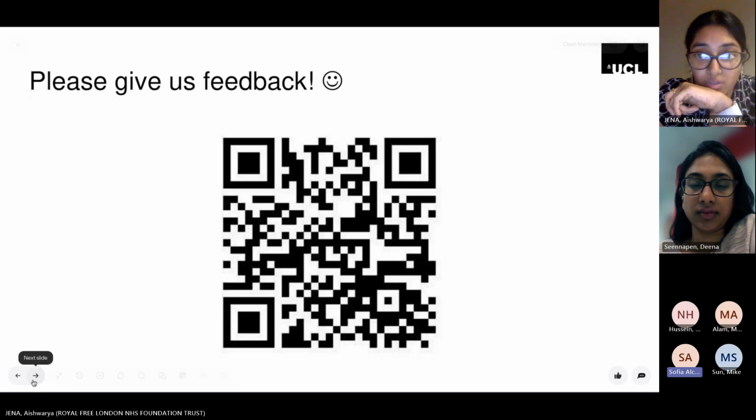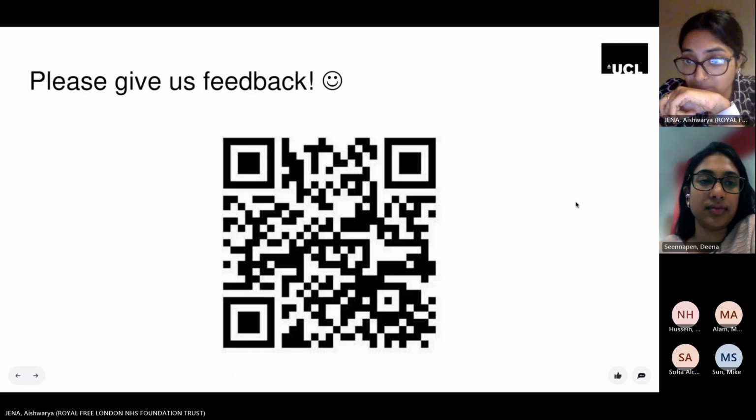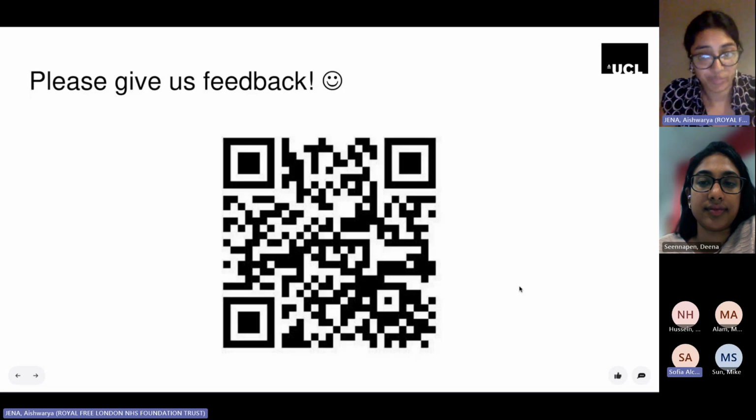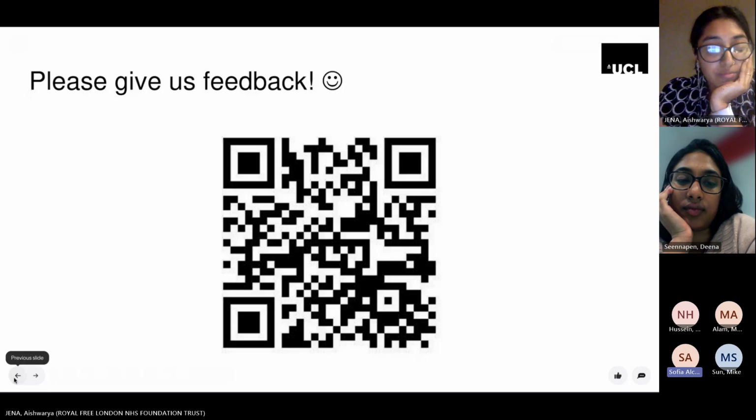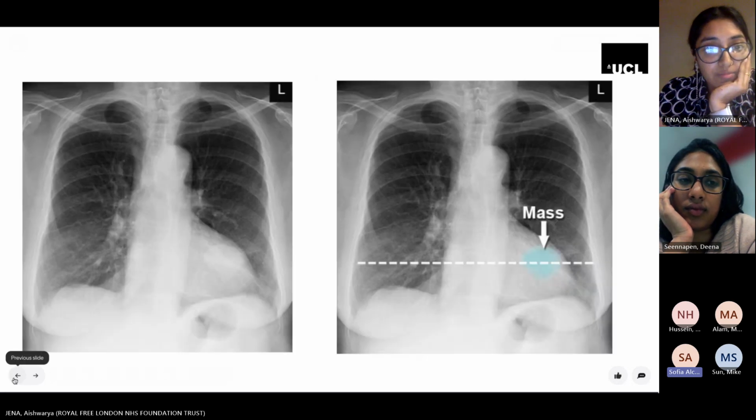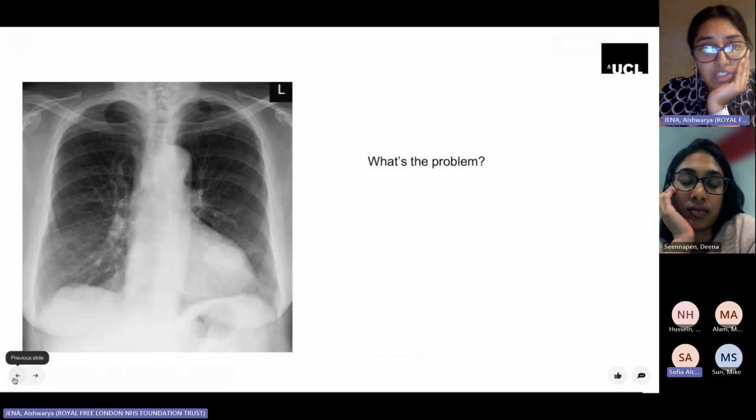I have a question. Can you hear me? Yes, we can hear you. When you have a middle lobe collapse in the right lung, do you automatically get a lower lobe collapse too, like on that slide?